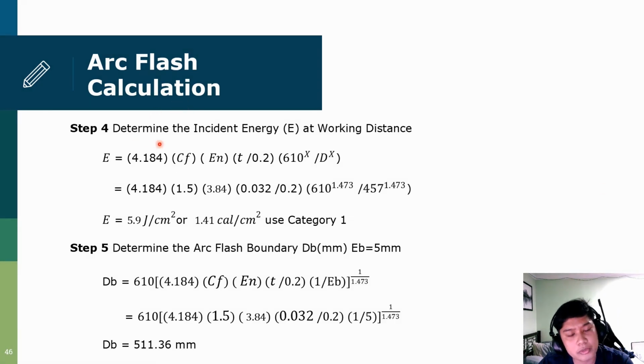In step 4, we determine the incident energy E at working distance. This is the formula to be used. Substituting the variables again, we got 5.9 joule per square centimeter or 1.41 calorie per square centimeter. In step 5, we determine the arc flash boundary dB in millimeter. The value of EB is 5 millimeter. This is the formula to be used. Substituting the variables again to the formula, we got 511.36 millimeter.